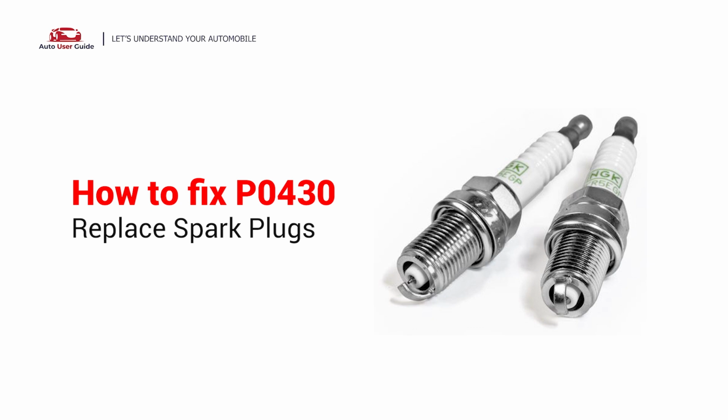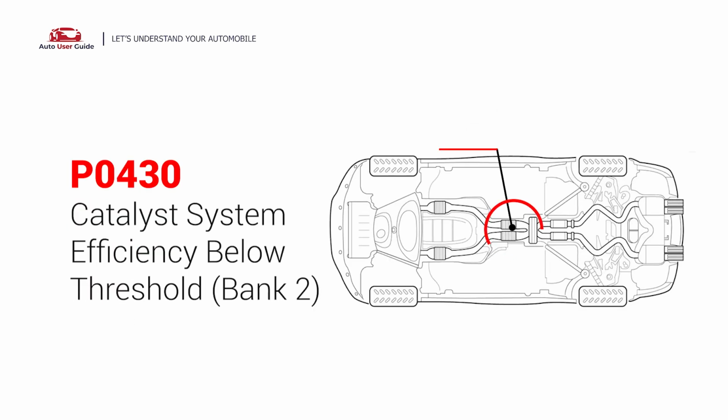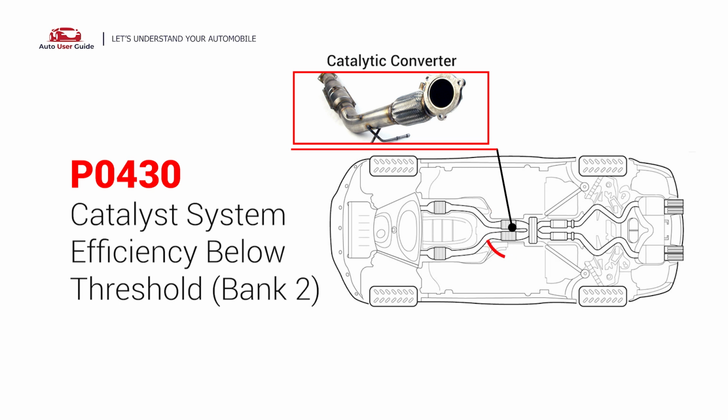By replacing the damaged spark plug, you can easily fix the P0430 error code by yourself. It means your catalyst system efficiency is below the threshold near engine bank 2, which indicates that the catalytic converter is not functioning efficiently, so the vehicle is increasing the output of harmful pollutants.